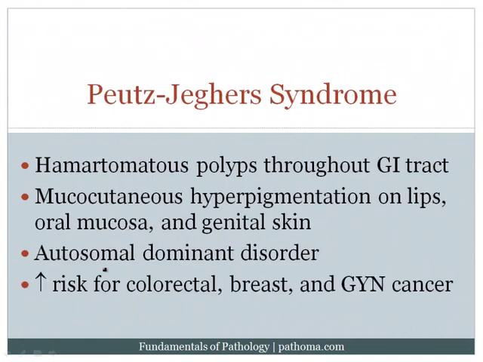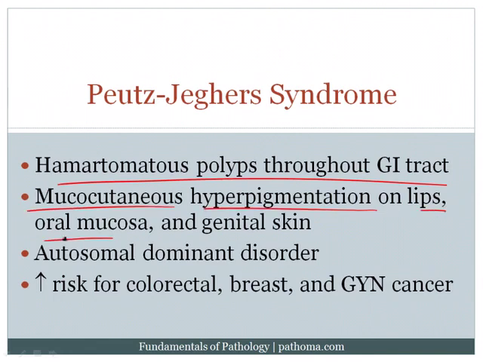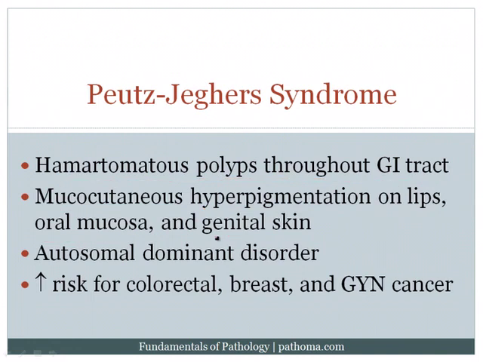Peutz-Jeghers syndrome is where you get hamartomatous polyps throughout the GI tract, but it's also associated with mucocutaneous hyperpigmentation on the lips, the oral mucosa, and the genital skin. This is an autosomal dominant disorder. There's an increased risk in these patients for colorectal, breast, and gynecologic malignancies. And so that's Peutz-Jeghers syndrome. That closes off our section on colon, and the last section in the chapter is colorectal carcinoma.